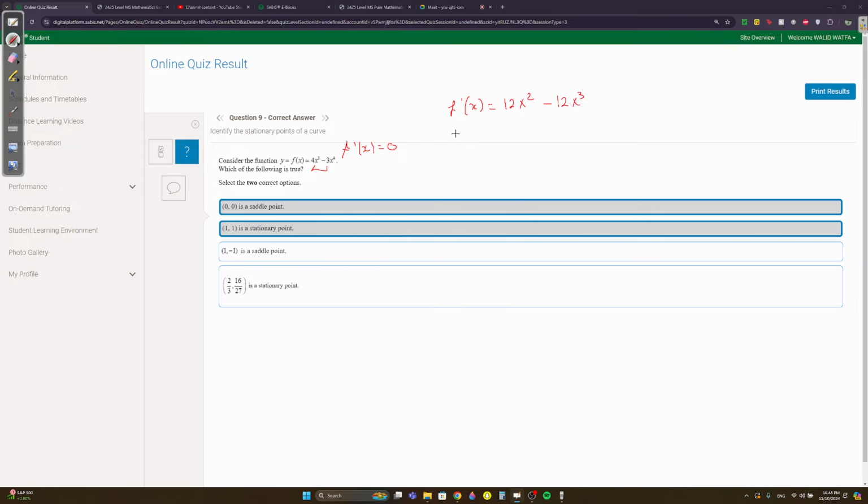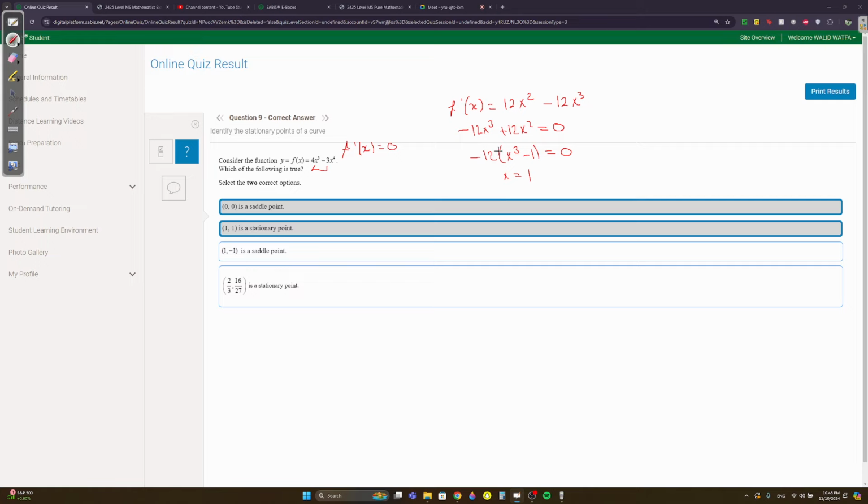Equate it to 0, so it's going to be minus 12x cubed. I like keeping the highest power as the leading term. Equals 0. Minus 12 outside, you're going to get x cubed minus 1 equals 0. You're going to get x equals 1.